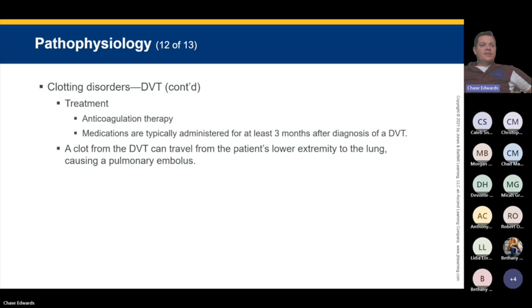Treatments for DVTs are going to be anticoagulation therapy, something that's going to prevent coagulation, and then oral medications that are typically administered for at least 3 months after diagnosis of a DVT. A clot from a DVT can travel from the patient's lower extremity to the lung, which can cause that pulmonary embolus, like I talked about earlier.